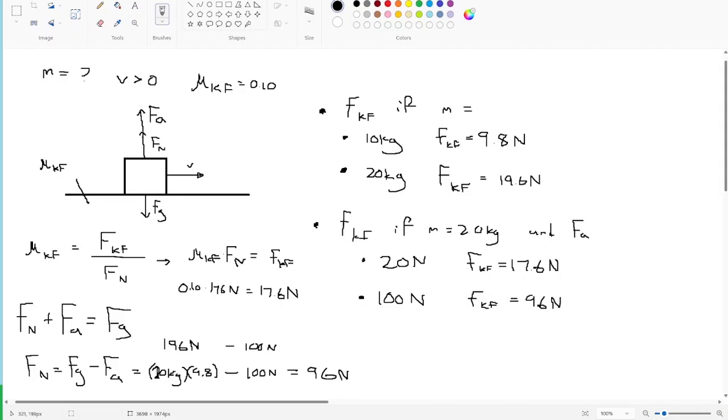So what's going on here? We apply a greater force upwards, making the block lighter, or at least the amount of weight that the ground feels is lighter. The amount of weight that the ground will feel will just be equal to 96 newtons. So the block is pressing less on the ground, and that will lower the amount of friction between the ground and the block, therefore decreasing the amount of kinetic friction from 176 newtons to 96 newtons.